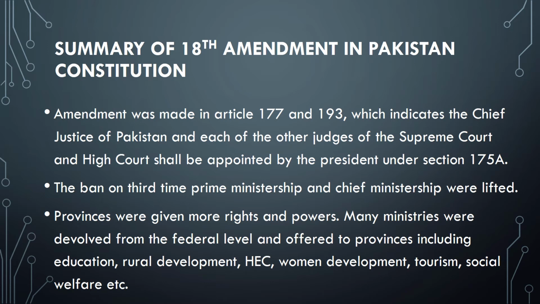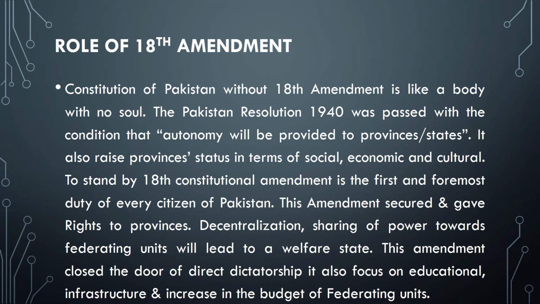The ban on third-time prime ministership and chief ministership was lifted. Provinces were given more rights and powers. Many ministries were devolved from the federal level and offered to provinces, including education, rural development, women development, tourism, social welfare etc. So, what is the role of the 18th Amendment?